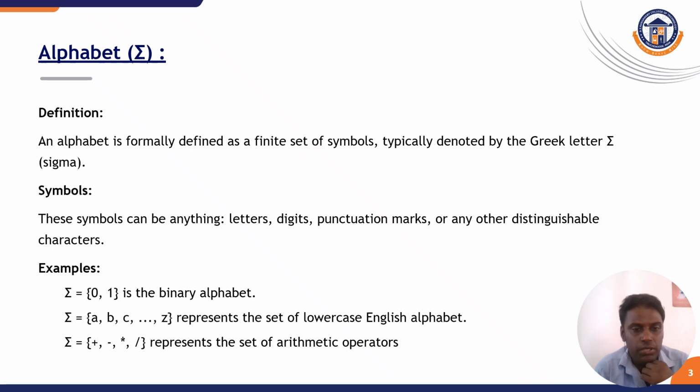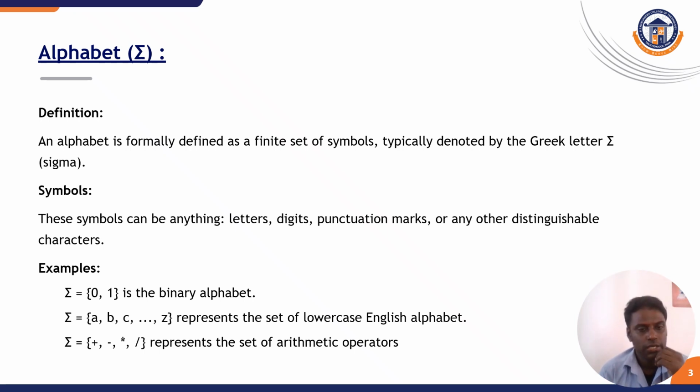And what are the symbols? These symbols can be anything: a letter, a digit, a punctuation mark, or any other distinguishable character. Each and every character we call a symbol. For the examples given, the alphabet {0, 1} is a binary alphabet. The alphabet {a, b, c, ..., z} represents the set of lowercase English letters. The third example, plus, minus, star and division, represents the set of arithmetic operators. I hope you now got it.